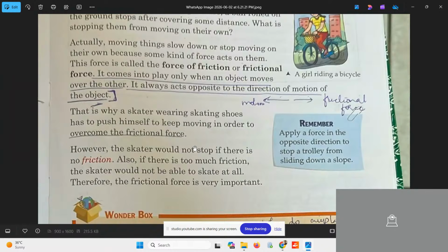If you do not keep pedaling, the cycle will stop or not? If you want the cycle to continue, what do you have to do? You have to keep pedaling your cycle. Same concept is what the teacher is explaining with the help of skating.